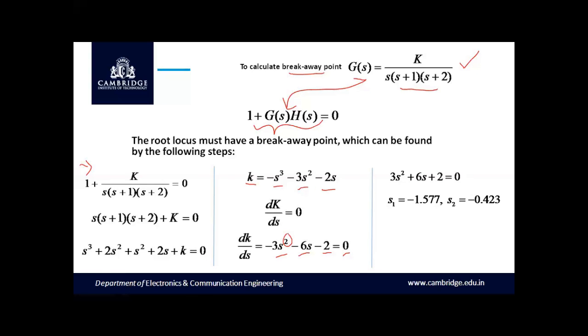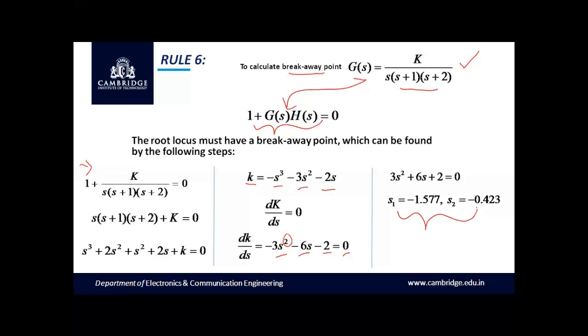Once after obtaining the roots for this expression, we have to check for the validity, that is, making use of rule number 6. If this condition satisfies rule number 6, then we can say that the obtained breakaway point is valid. If it is not justifying the statement, then we can say that these breakaway points are invalid.